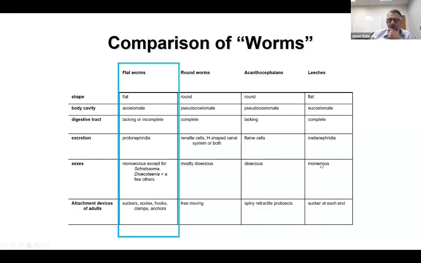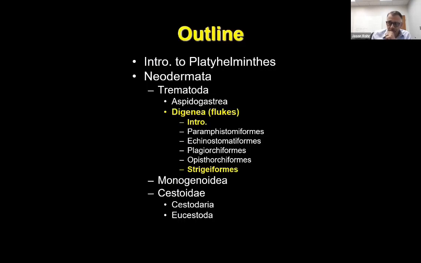And so these are the general traits of flatworms. They tend to be flat acoelomates. They lack or have incomplete digestive tracts. They use protonephridia for excretion. They tend to be monoecious, which means that they have both female and male gonads in the same worm. So they're hermaphrodites, with the exception of schistosomes. Schistosomes are the exception to a lot of these traits, but I'll get to that in a minute. And they have attachment devices to attach to the tissues of their hosts.